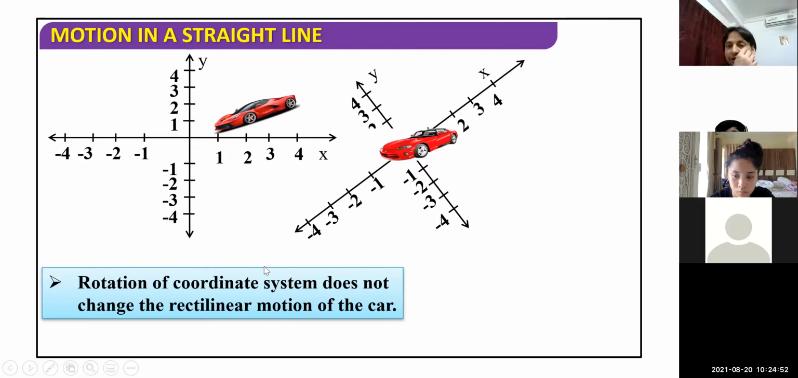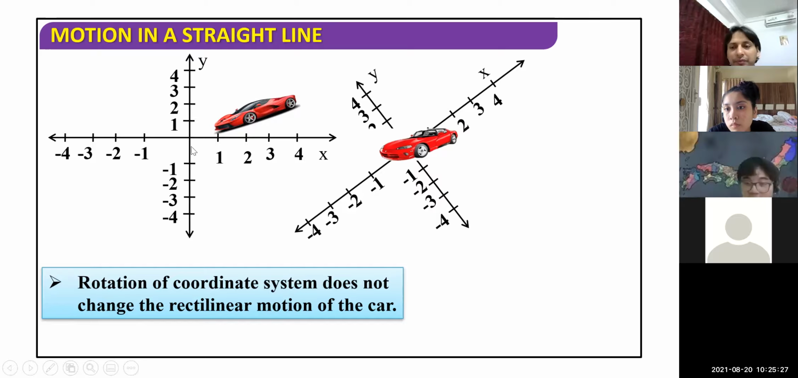In one dimension or in a straight line, we consider that the object is moving on a straight path in a horizontal direction. But if we rotate the axis, the car is still moving along the straight path. So rectilinear motion is basically the same thing as motion in a straight line. We will consider it as the same thing.